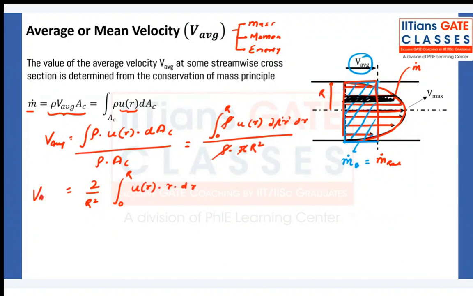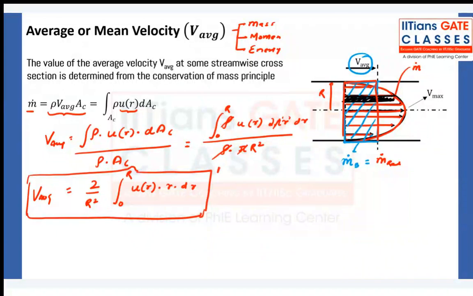This is my average velocity. Now I have to integrate it so that I can calculate my V average. So this is my definition of V average. Now it will serve as a reference velocity for my calculations. If I calculate the Reynolds number, I will take V average, not U infinity or something. There is no concept of U infinity in internal flows.